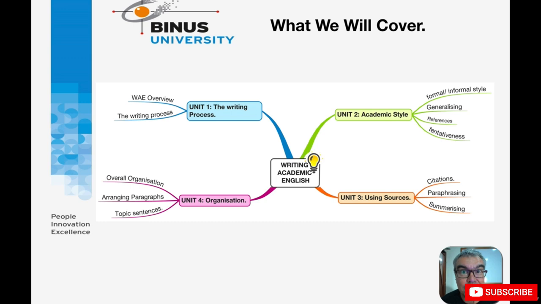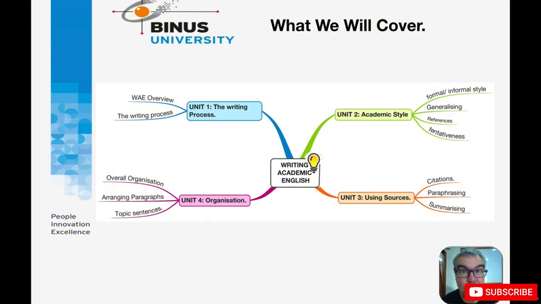The first unit looks at the writing process, and it also gives an overview of writing for academic English, where we look at why you need it, how it is important, and what writing for academic English actually is. So the lessons in this unit will cover things like formal and informal style, being tentative, and generalizing.